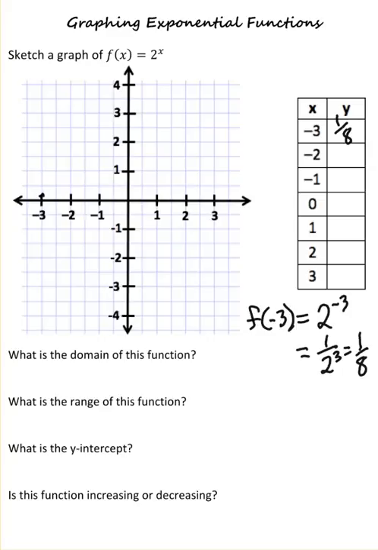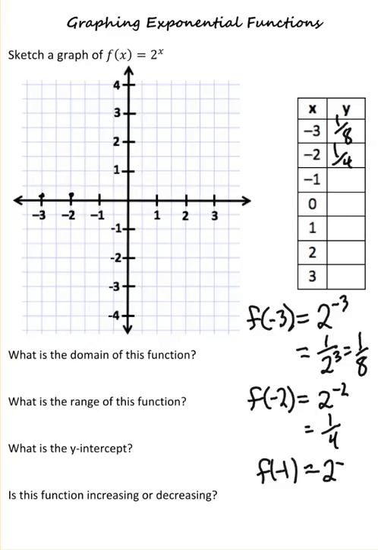You can plot that point right here. f at -2 is going to be 2 to the -2, which will be 1 over 2 squared, or 1 over 4, a quarter. So 1 over 4 will be out here. It's hard to draw these points when they're so small. f at -1 is 2 to the -1, which is just 1 over 2 to the positive 1, or 1/2. So that'll be this point right here.